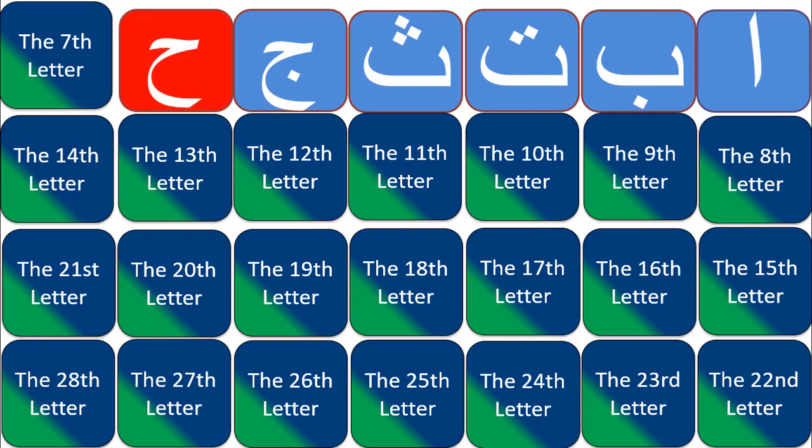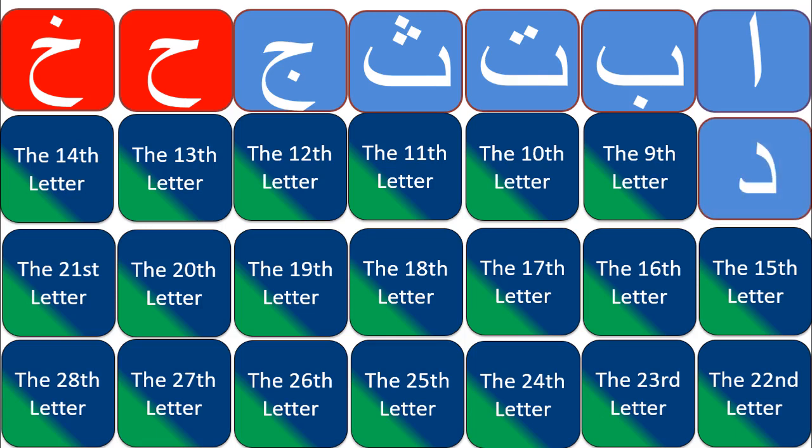Now this letter, which is marked in red, has no equivalent in English, and it's ha. We'll talk about it later in detail. Also, this letter has no equivalent in English. It's pronounced kh, and its name is kha. The sound is kh, like in the word Khalid. It's a name.